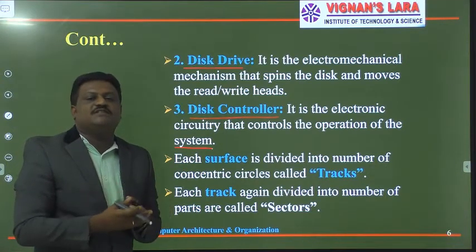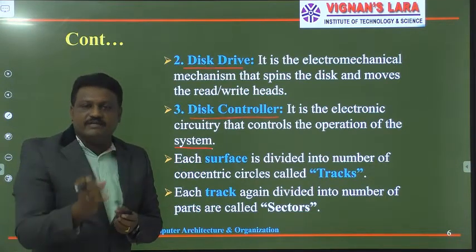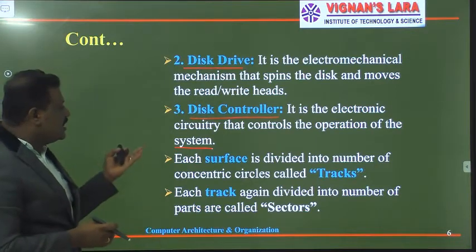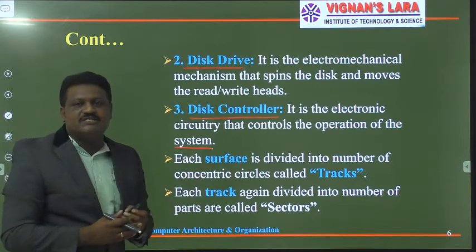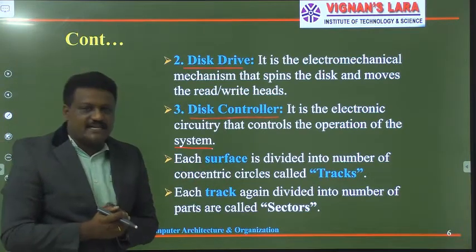So the combination of these three things we consider as a disk system. Fine. Next one. Each surface is divided into a number of concentric circles. Those are called tracks.